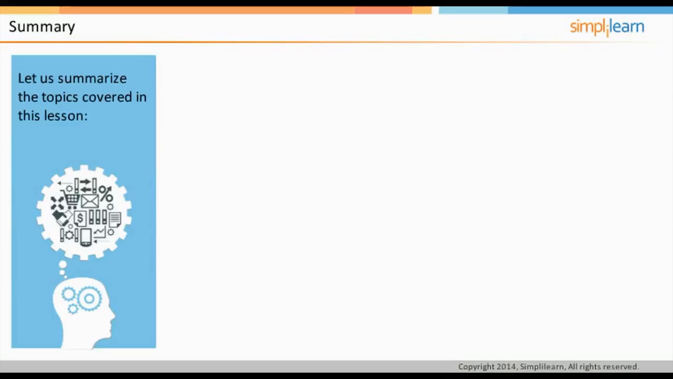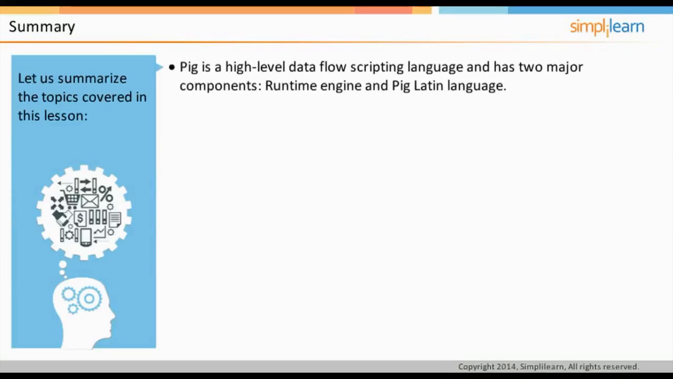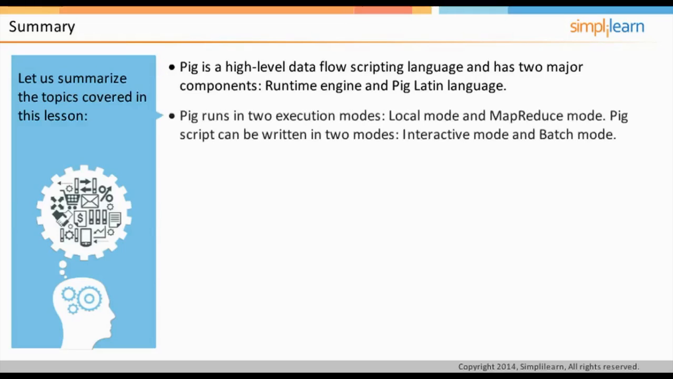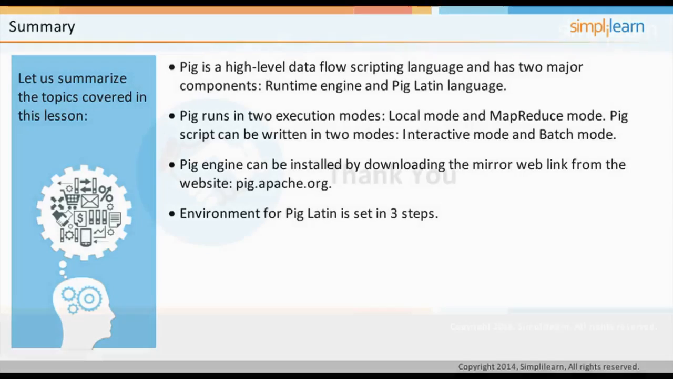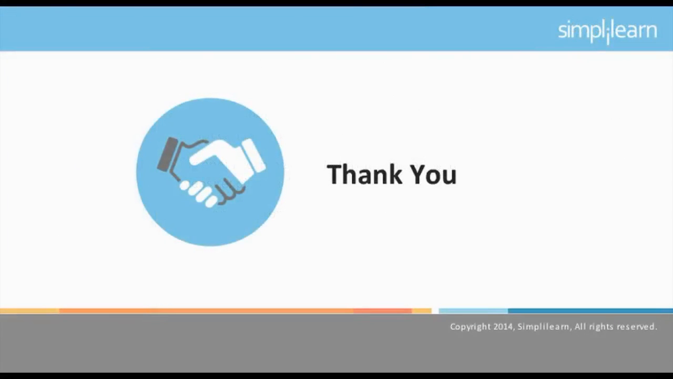Let us summarize the topics covered in this lesson. Pig is a high-level data flow scripting language and has two major components, Runtime Engine and Pig Latin language. Pig runs in two execution modes, local mode and MapReduce mode. Pig script can be written in two modes, interactive mode and batch mode. Pig Engine can be installed by downloading a mirror web link from the website pig.apache.org. The environment for Pig Latin is set in 3 steps. In the next lesson, we will discuss Hive.